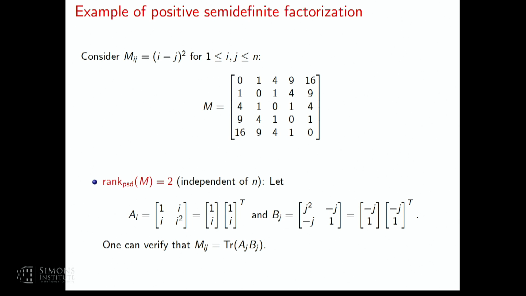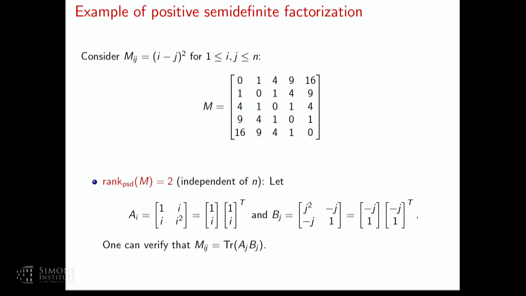So how do you do this? This is just a factorization given as follows. I'm going to associate to the ith row the following matrix, 1, i squared. That's actually a rank 1 PSD matrix. And I'm going to associate to the jth column B_j, which is, again, this rank 1 matrix. You can verify very easily that M_ij is equal to the trace of A_i and B_j. Sorry, that should be an i here. If you just do the inner product of these two, that's just the inner product of this vector with this vector squared. So that's just minus j plus i, the whole squared.